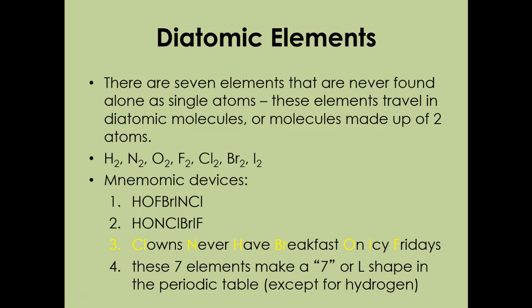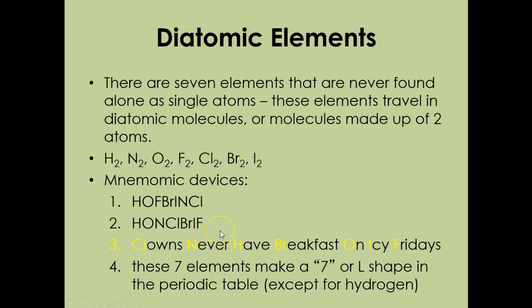One last thing we want to talk about real quick that's just kind of a little bit of errata, which is to say, these are elements that exist not as single atoms, but as diatomic molecules, and there are 7 of them. Hydrogen, nitrogen, oxygen, fluorine, chlorine, bromine, and iodine. There are various mnemonic devices to remember these 7. Hofbrinkel kind of sounds interesting. That's one that one of my former students had, Hofbrinkel.